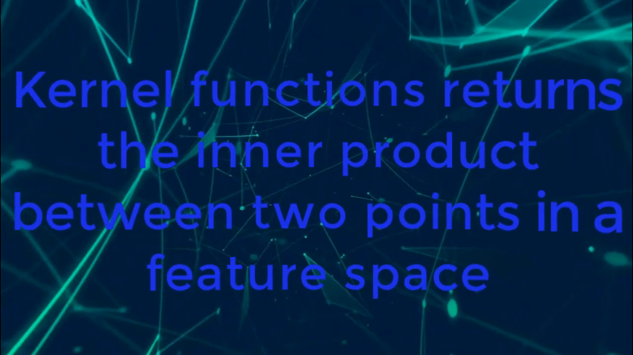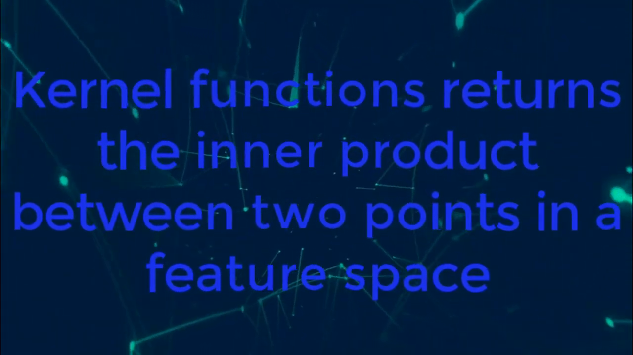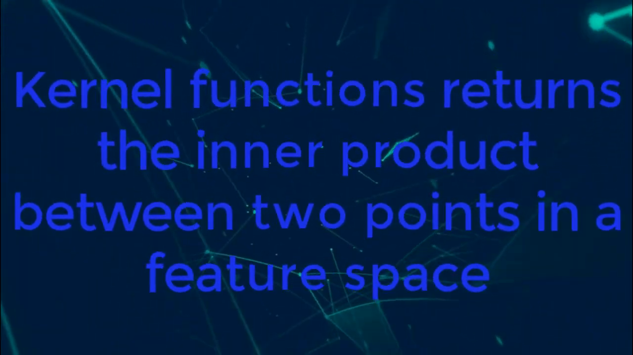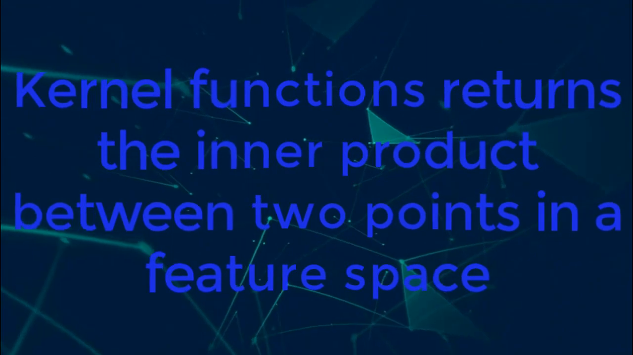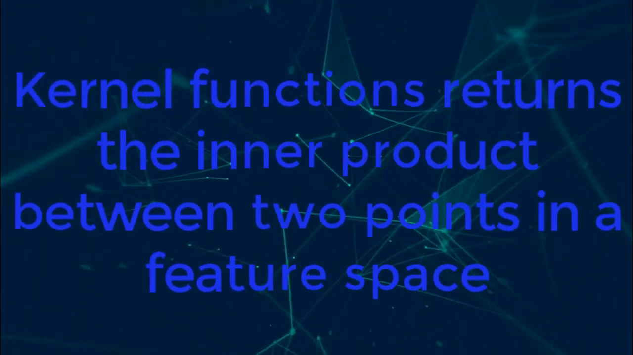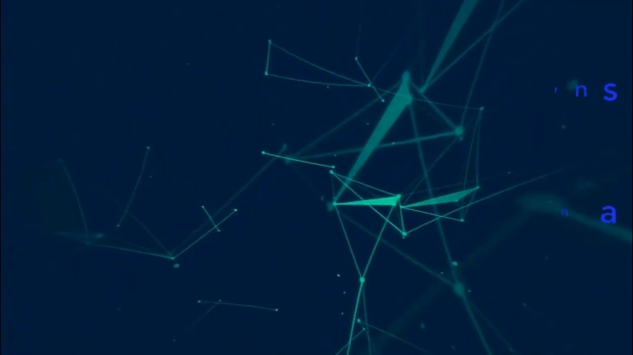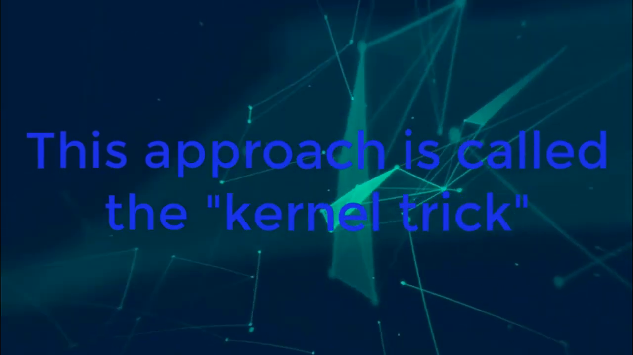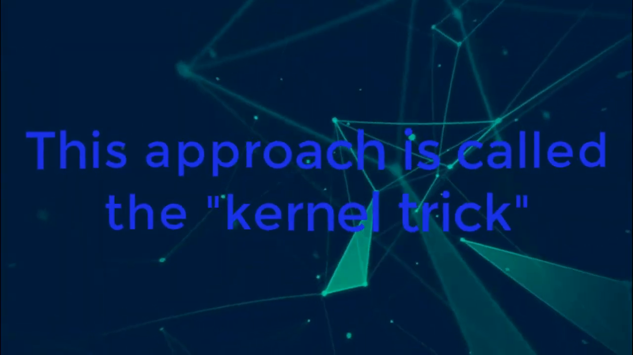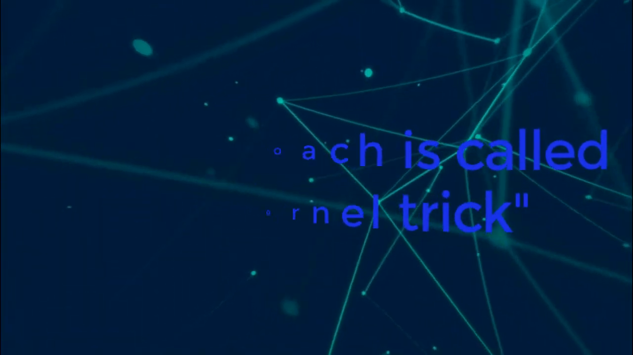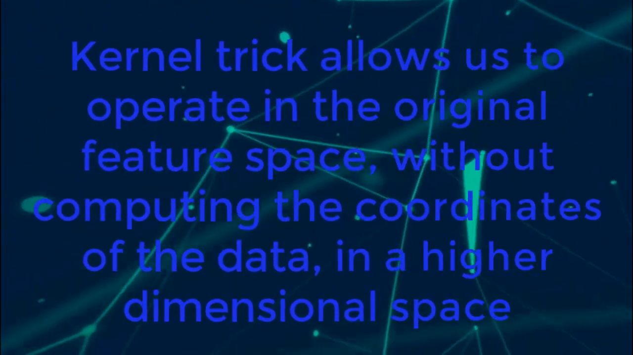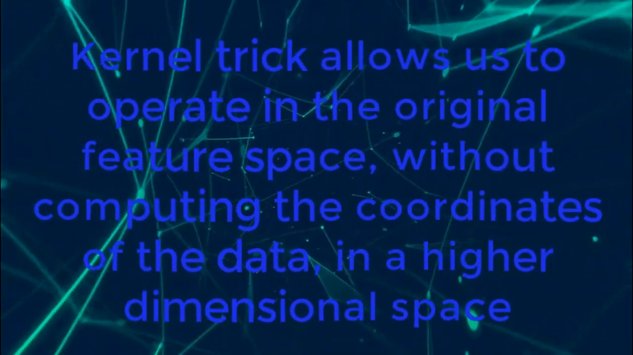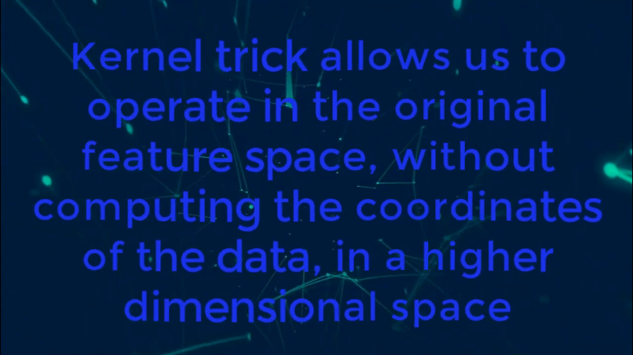The kernel functions return the inner product between two points in a feature space. This operation is often computationally cheaper than the explicit computation of the coordinates. This approach is also called the kernel trick. The kernel trick allows us to operate in the original feature space without computing the coordinates of the data in a higher dimensional space.